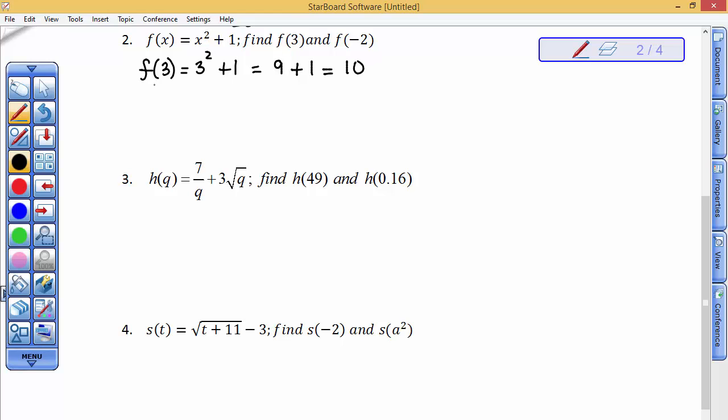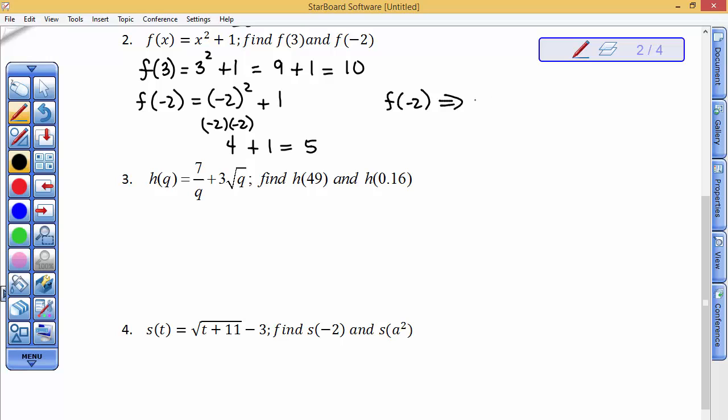F of a negative 2. In the same equation, please substitute the negative 2 in for x in parentheses because I want to take the negative 2 and square it. So a negative 2 squared is going to be a positive 4. Don't forget to add the 1. So again, this means a negative 2 times a negative 2, which is a positive 4. Add 1 to that and we'll get an answer of 5. So when I ask you what is f of a negative 2, you're going to tell me that the output out of that function machine is the number 5.